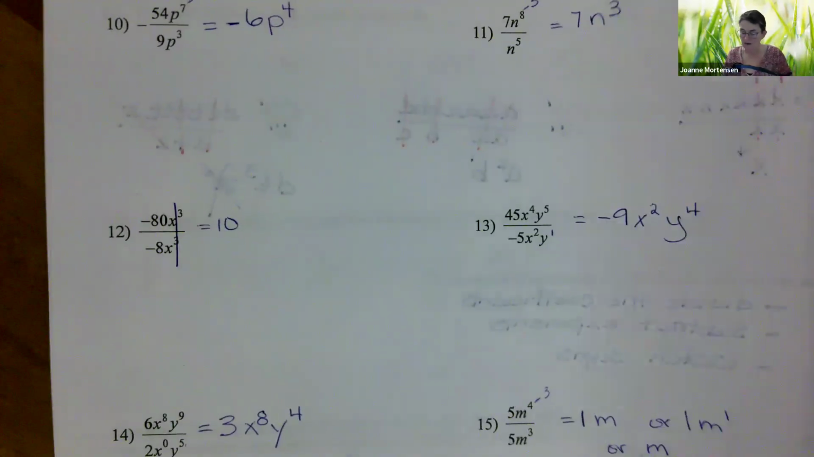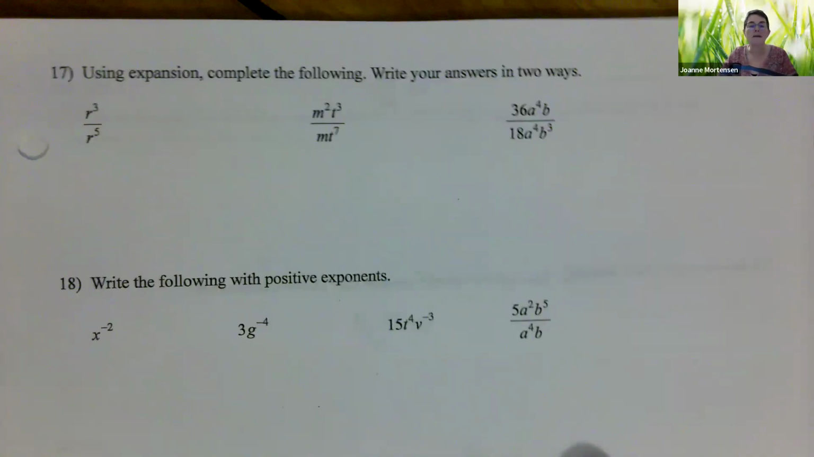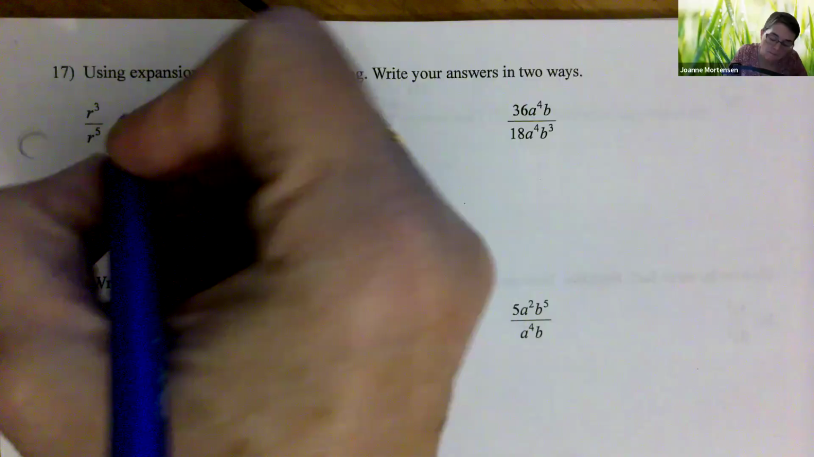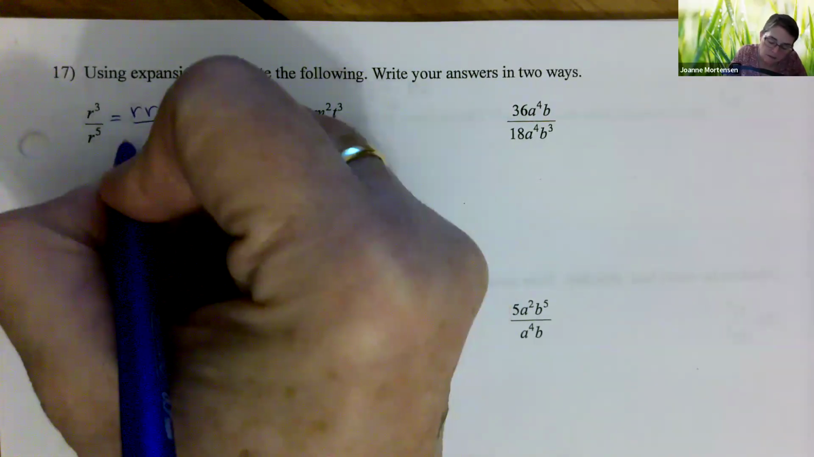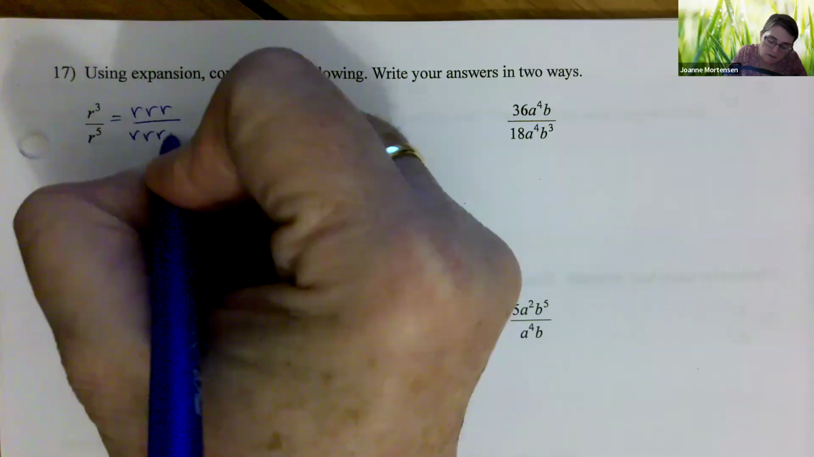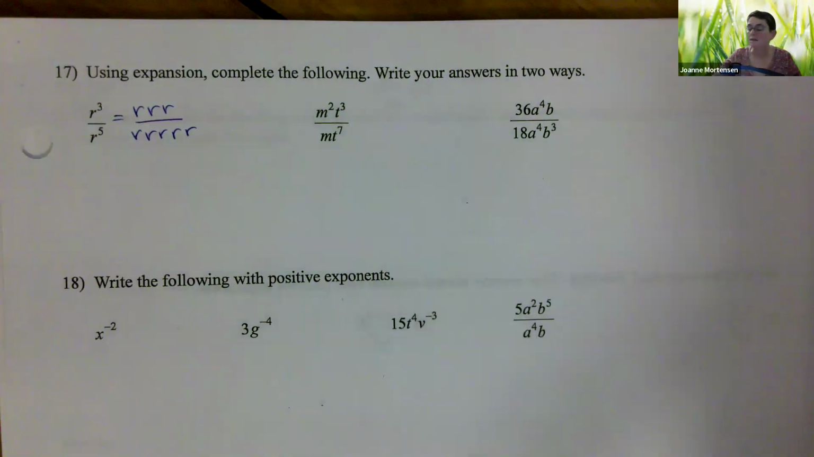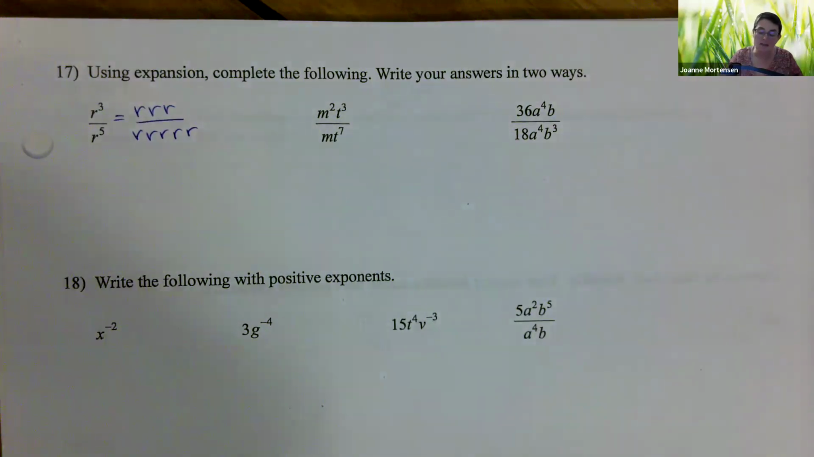All right, let's try this page. Okay, using expansion, write the following. Write your answer in 2 ways. So 1, 2, 3. 1, 2, 3, 4, 5. I explained in the last video, I was just getting lazy. I should be putting little dots in between, but for what we're doing, it's not that important.